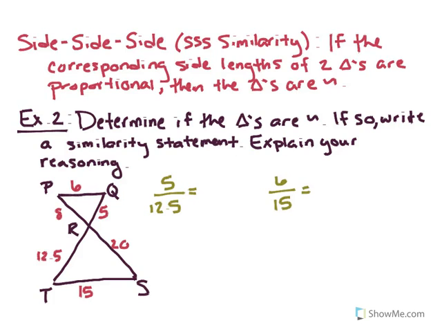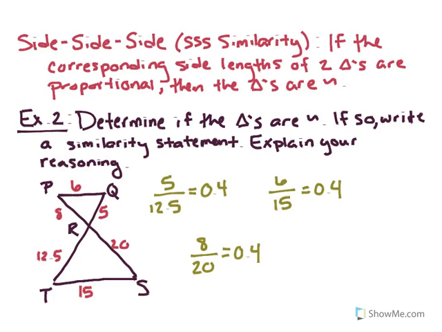And last but not least, we have to check the largest. The small triangle is 8, the large triangle is 20. We are just going to divide these or simplify them as best as we can, and then we will see if these are proportional. So we can see that all of these actually come out to be the same value, which means that they are similar. These two triangles are similar.